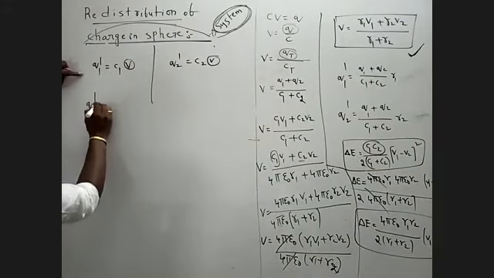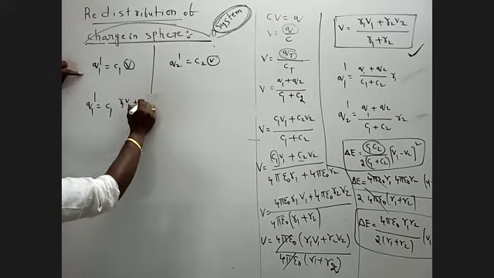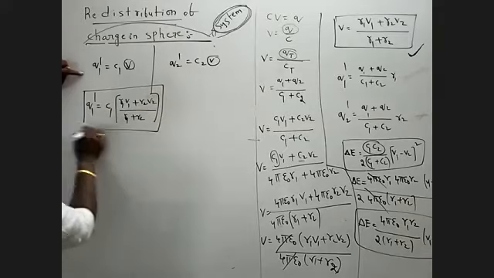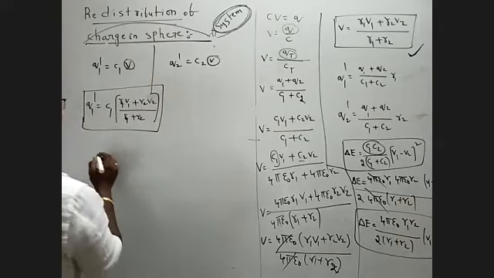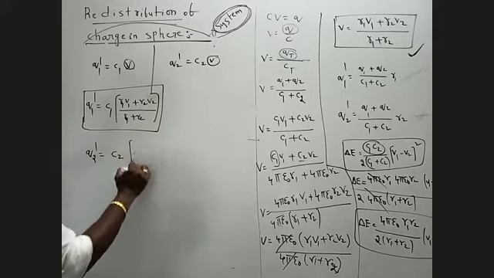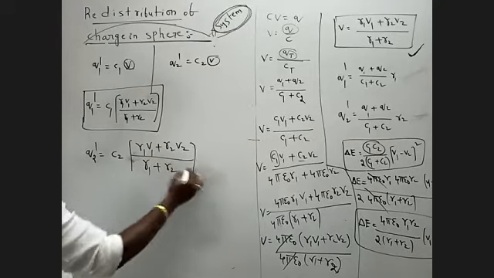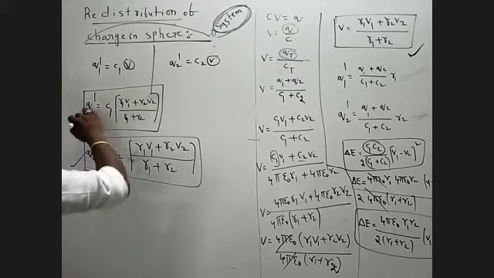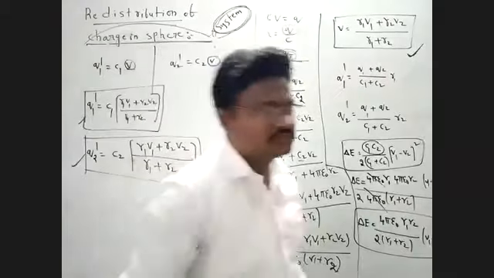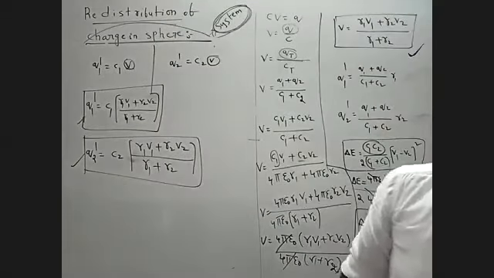So Q1 dash is equal to C1 times V, where V is the common potential, (C1 V1 plus C2 V2) by (C1 plus C2). This is the Q1 dash charge. Next, Q2 dash is equal to C2 V, with the same common potential, (C1 V1 plus C2 V2) by (C1 plus C2). This is the Q2 dash value. This is the redistribution of charge in a sphere.